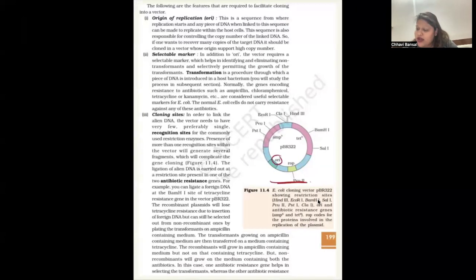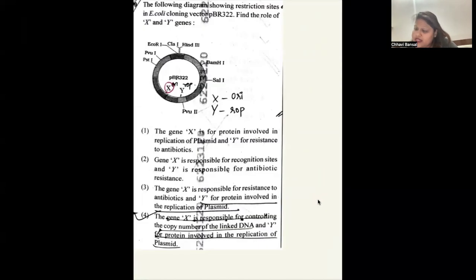So this is ORI. ORI means origin of replication. This is a sequence from where replication starts, and any piece of DNA, when linked to this sequence, can be made to replicate within the host cells. This sequence is also responsible for controlling the copy number of the linked DNA. It means the X is the ORI, responsible for the copy number of linked DNA. Means option 4 is correct.